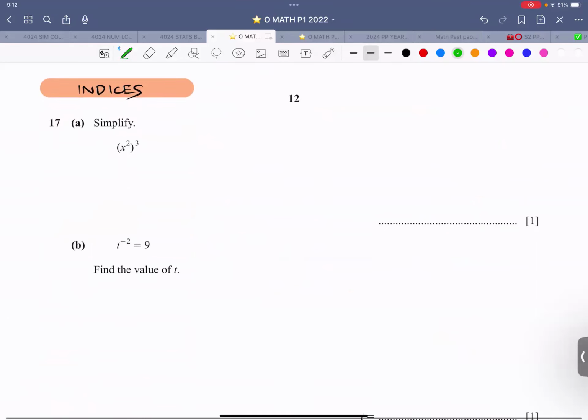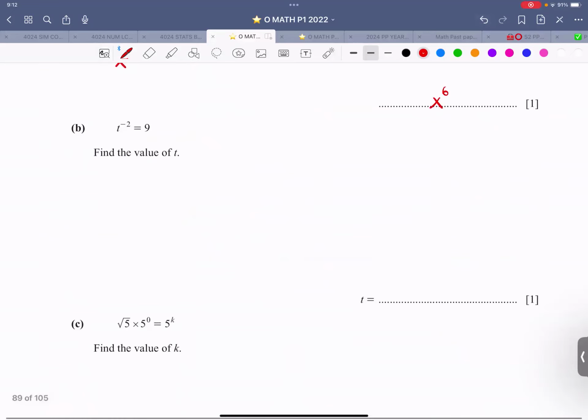Question number 17, that is indices. Simplify x raised to power of 2 raised to power of 3, that is x raised to power of 6. The powers multiply. So this is x raised to power of 6. t raised to power of -2 is 9. Find the value of t.